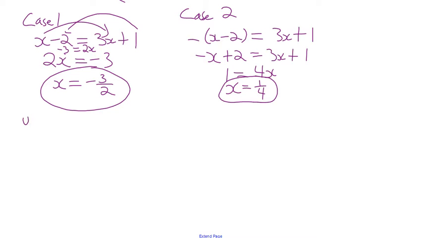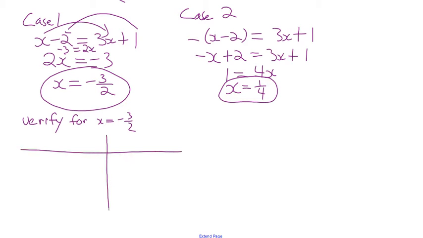So we're going to verify. For x equals negative 3 over 2, we're going to do a left side, right side. So the right side is 3x plus 1, and the left side is the absolute value of x minus 2. And that's the original equation. We always verify in the original equation, not in anything subsequent, right? Because if we make a mistake in subsequent stuff, we'll carry that mistake through.